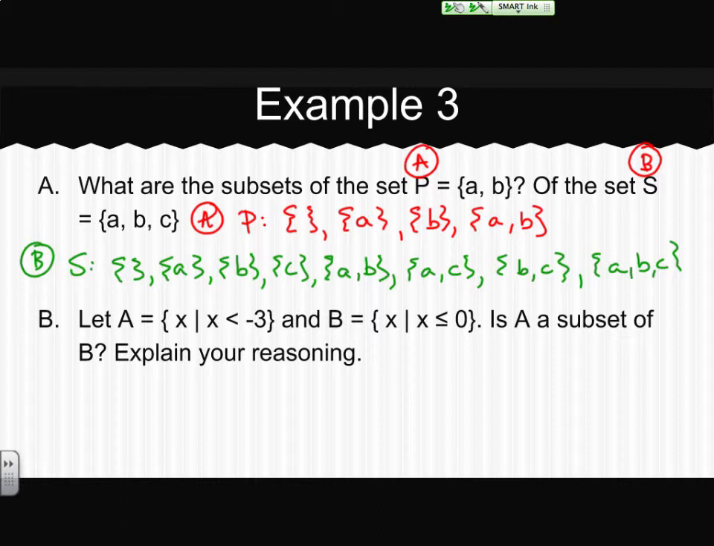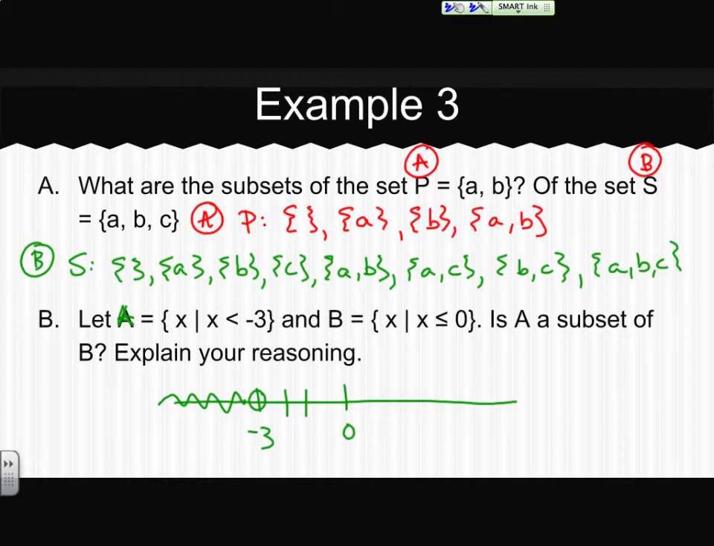In part B it says, let A equal x such that x is less than or equal to negative 3, and B equal x such that x is less than or equal to 0. Is A a subset of B? Explain your reasoning. The answer is going to be yes, because if you think of your number line, for A, we'll do A in green, and it says x is less than or equal to negative 3. So I'm going to go to 0, 1, 2, 3, so I have negative 3, and x is less than that.